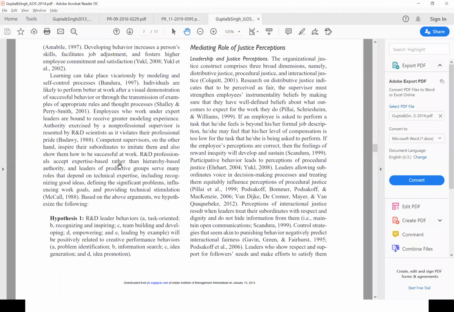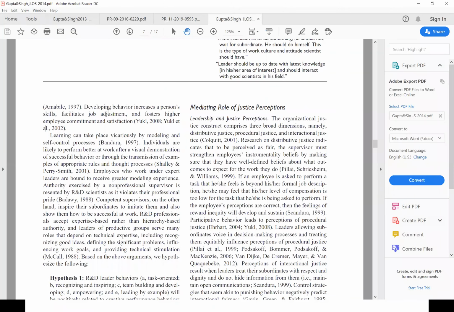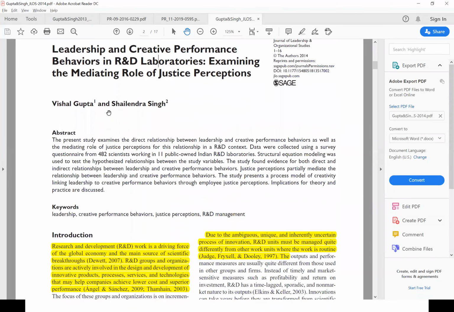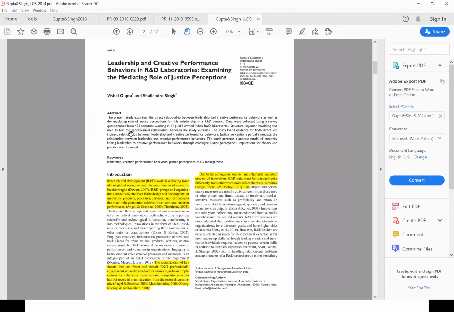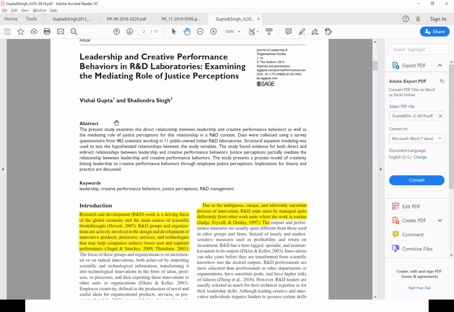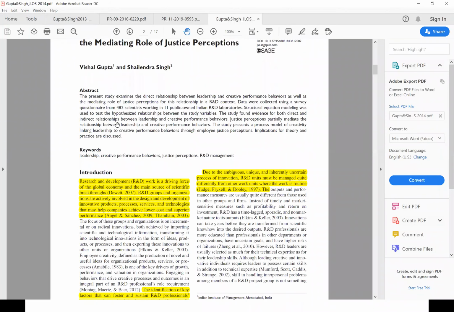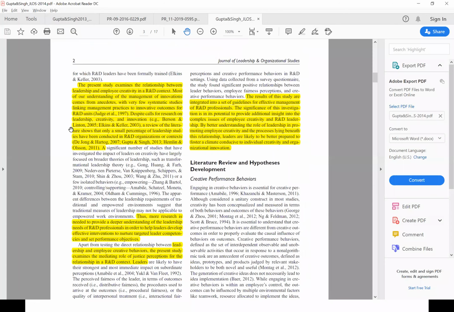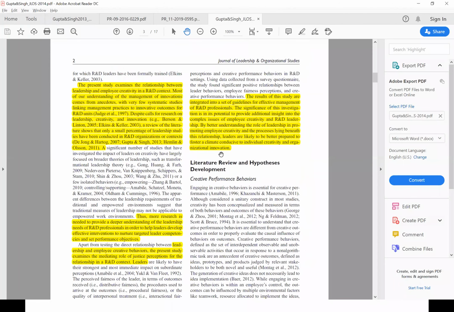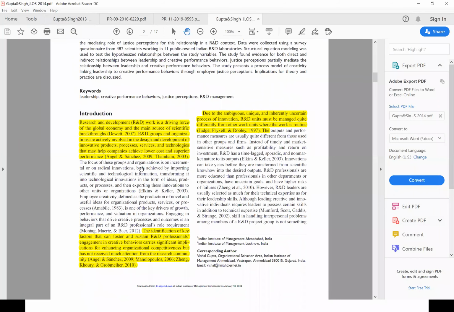Let me show you an example. This is a paper that I published based on my research, and I shared this with you earlier. Look at the introduction section; the title was on leadership and creative performance. The introduction section starts here and it is just about a page of the article. It is not even more than maybe 1.5 pages.